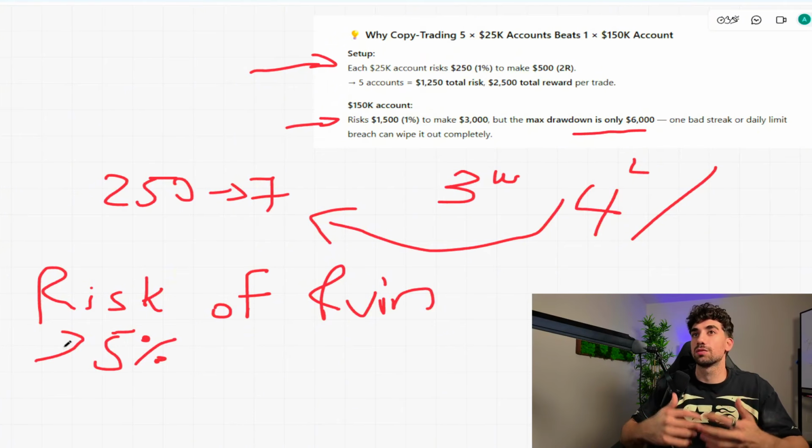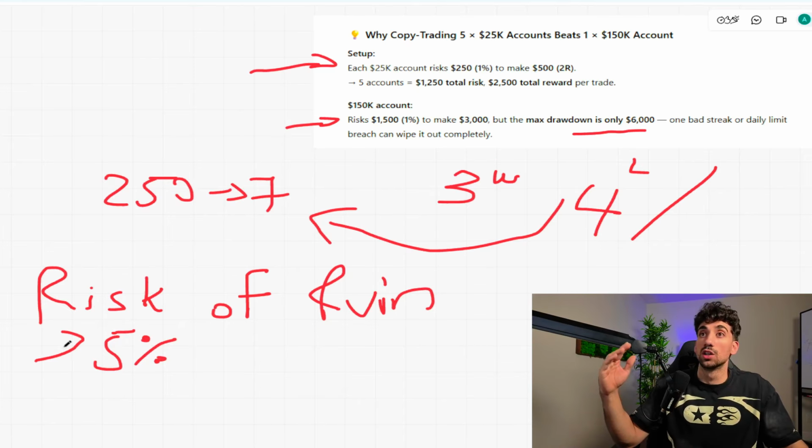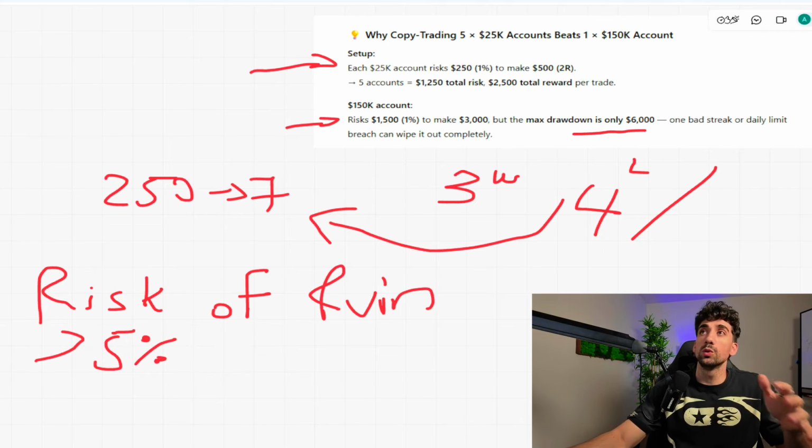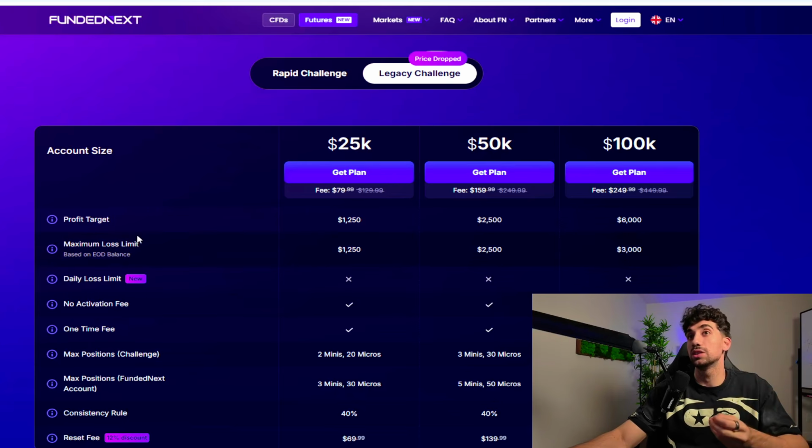And again, the price difference is not really all too much there, buying 25 accounts versus buying a 150K account. The bigger is the best, but it's not always the case. Now that we got that out of the way, what do we need to actually copy trade them, right? Because FundedNext does not give you an easy way. They don't have Project X to copy trade them.